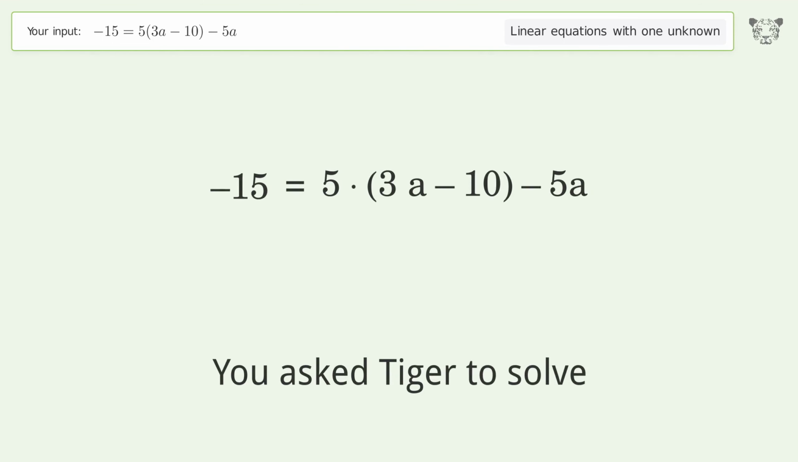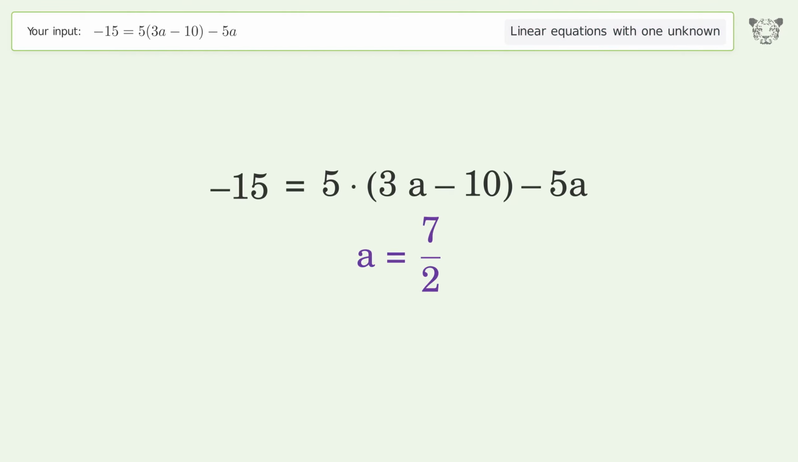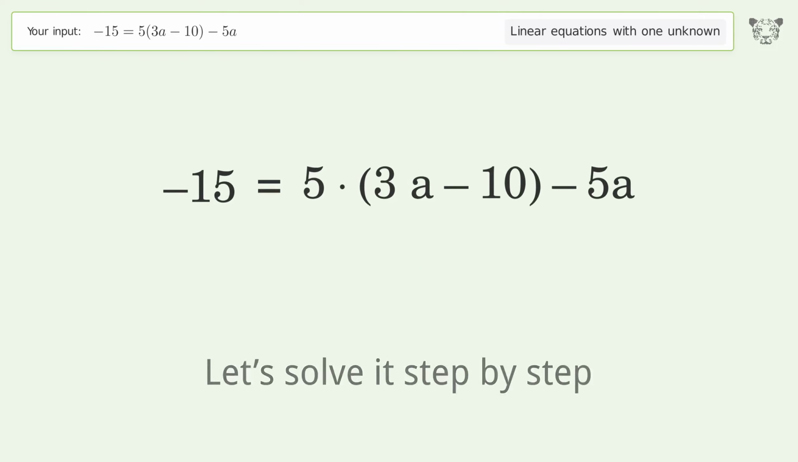You ask Tiger to solve. This deals with linear equations with one unknown. The final result is a equals 7/2. Let's solve it step by step.